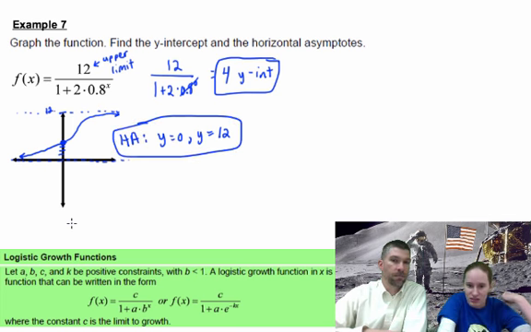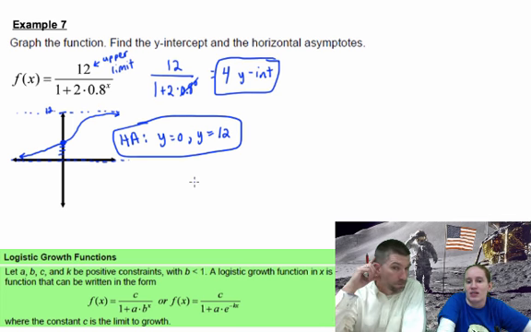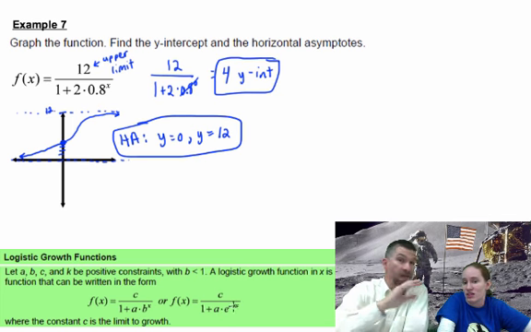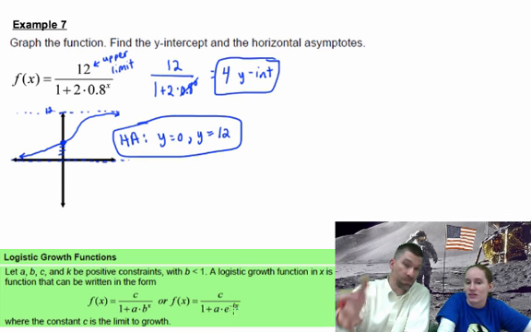So here's a little box that has some info about logistic growth functions. All of these things, A, B, C, and K, are positive constants where B is less than 1. A logistic growth function in X can be written in this form that we have here. They said B is less than 1, so if you have a number like we did, 0.8, that's less than 1. But they could put an e in there instead, which is bigger than 1. So you have to account for the bigger than 1 by putting a negative in the exponent.